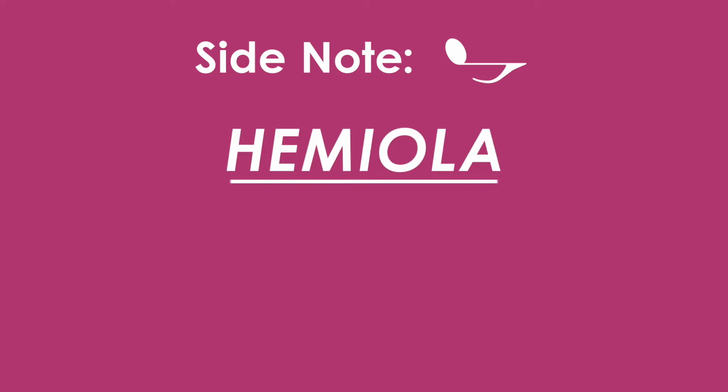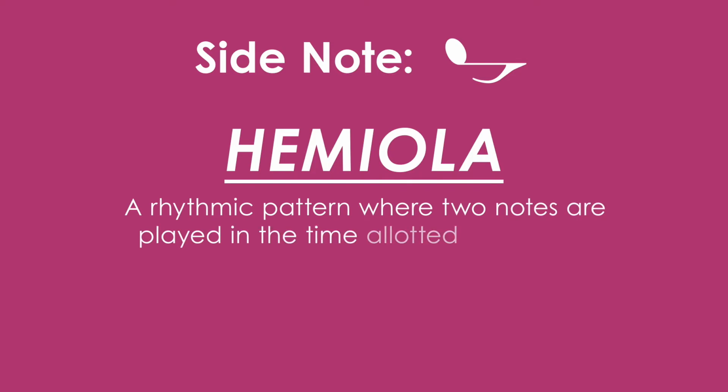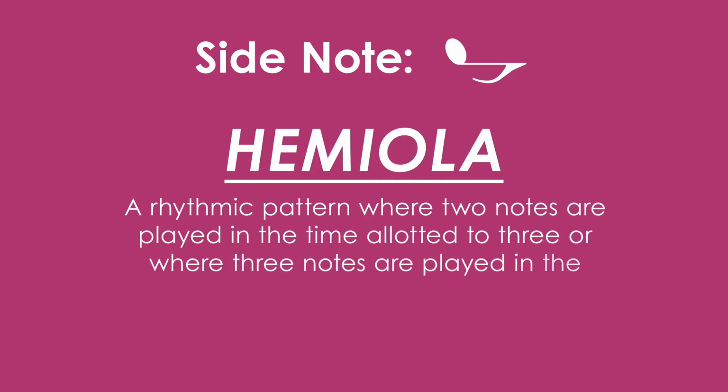Quick side note here, there is a fancy word for this. It's called hemiola. A hemiola is a rhythmic pattern where two notes are played in the time allotted to three, or where three notes are played in the time allotted to two. Most of us are familiar with the three notes in the space of two because that's just a triplet. But you can also have duplets like this, where two notes are played in the space of three notes. They're just a little less common.